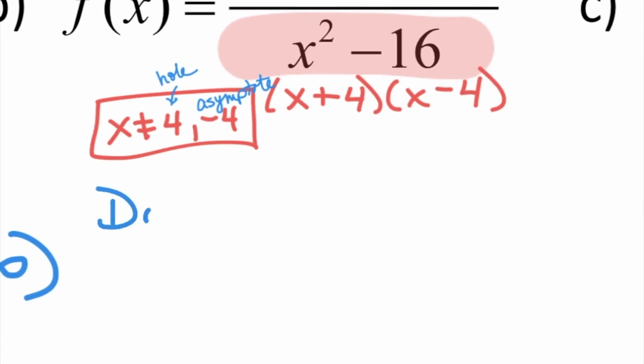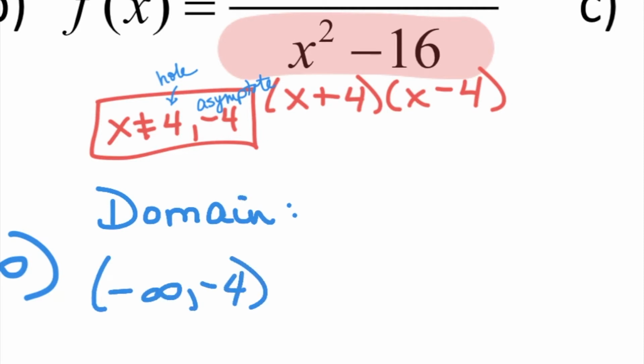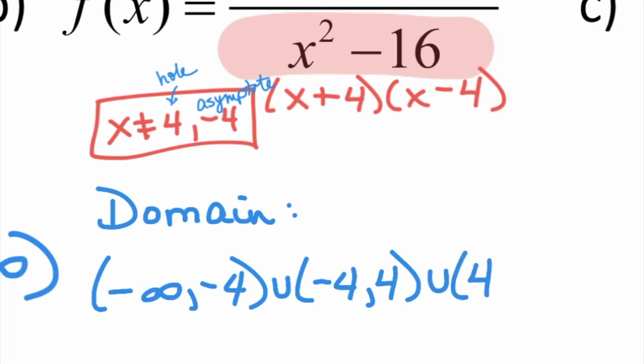So if I ask you what's the domain here, your domain is negative infinity to negative 4. You skip the negative 4 and then go from negative 4 to positive 4. So negative 4 is not included, and then positive 4 is not included, and then you go from 4 to positive infinity.